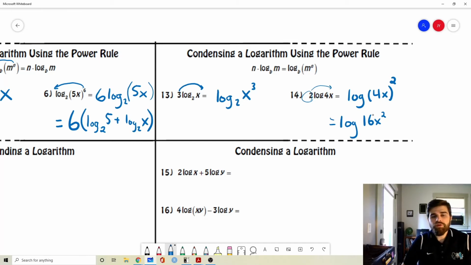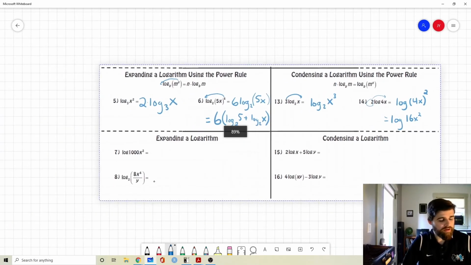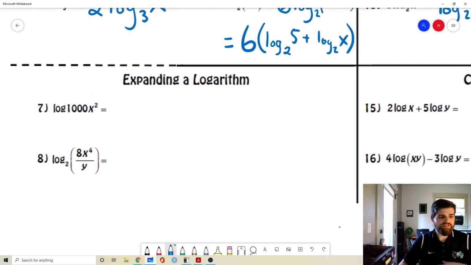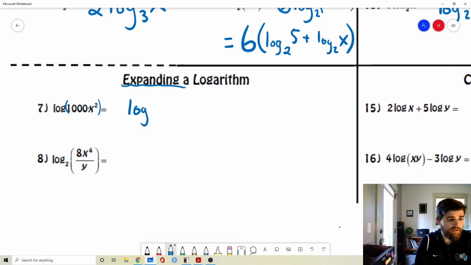All right. So when you look at your homework or your async work here, you're going to see some examples that mix these things together. We've kind of already seen this, but let's take a look at a few more. So I've got log of 1000x squared, and they want me to expand the logarithm. I'm going to use the product rule to break this apart, and then the power rule as well to deal with this exponent. I've got 1000 times x squared, so I'm going to product rule that. I'm going to split it up into log of 1000 plus log of x squared.